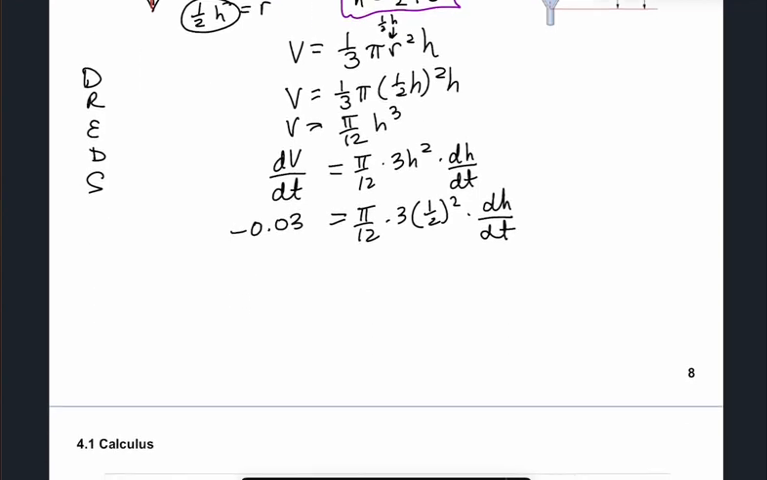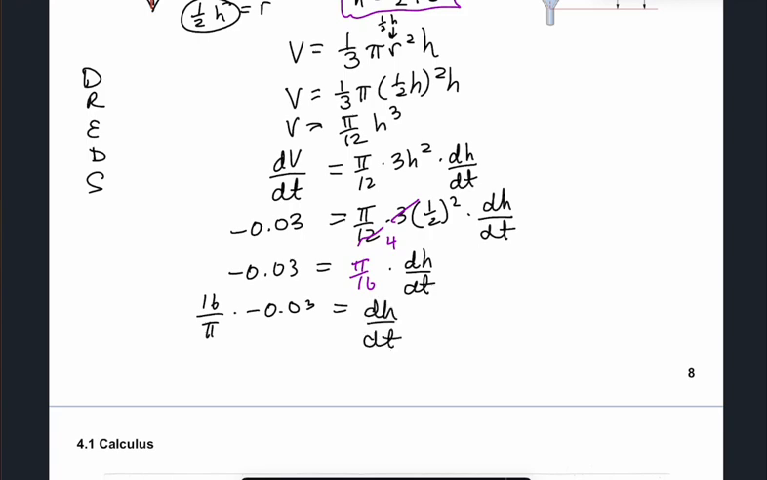Now let's clean that up a little bit. 3 goes into 12 4 times, so we can cross that out. 1/2 squared is 1/4, so the 4s are going to cancel, so that's pi over 16. And to get rid of that fraction, we just multiply both sides by 16 over pi. So that's going to be 16 over pi times negative 0.03 is dh/dt. Now the height is in feet, time is in seconds, so this is going to be feet per second.